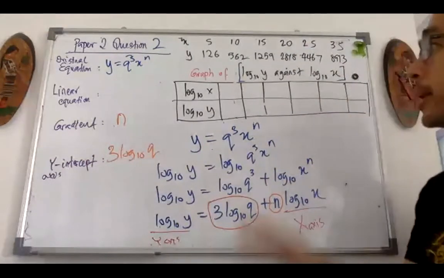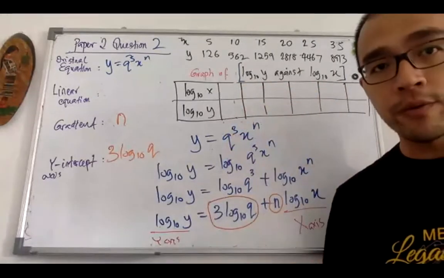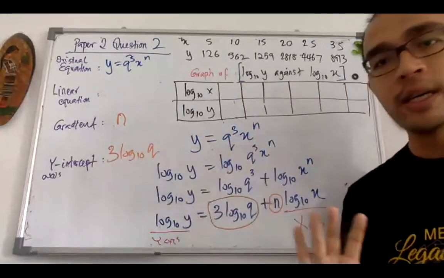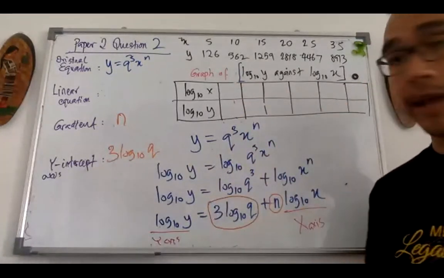I'm going to give you some time to figure out the values over here, and then we're going to double check it. If you're confident with your values, go ahead and draw the graph. I'm not stopping you, but I'm just going to make sure that these values are correct.